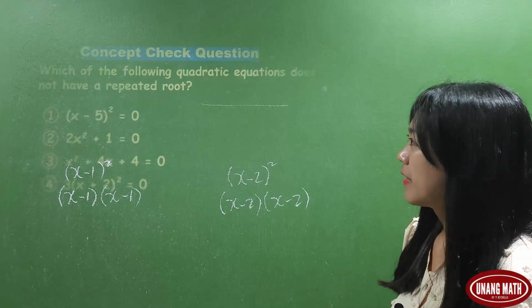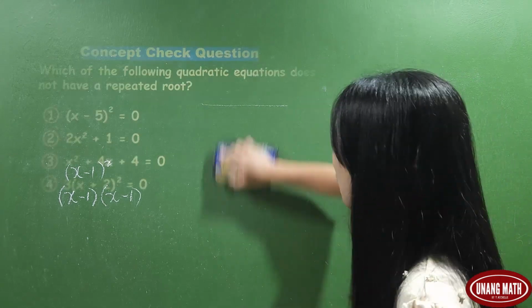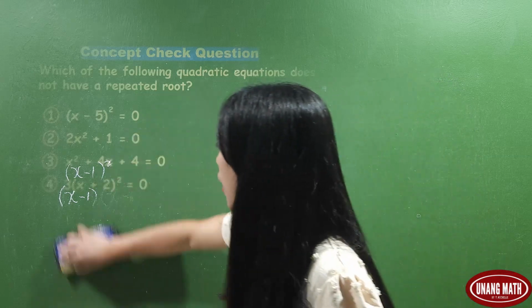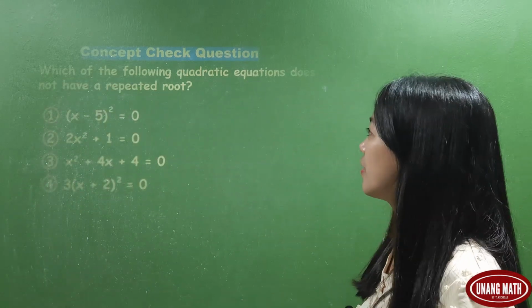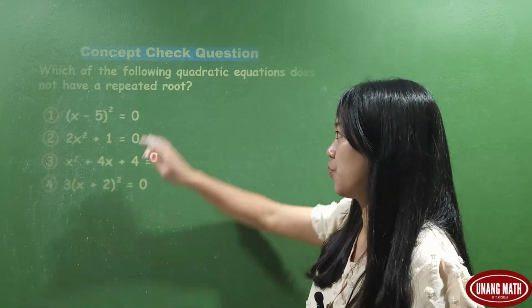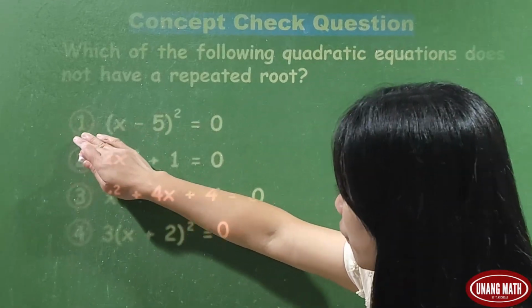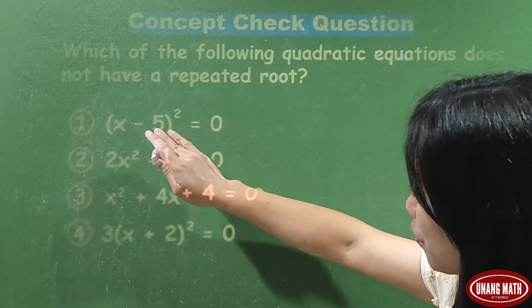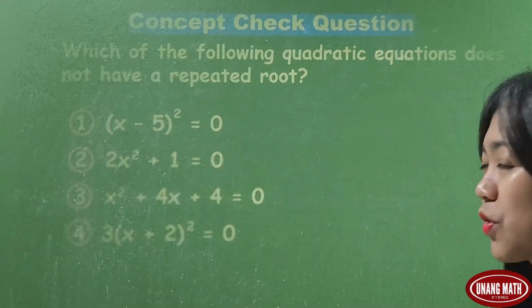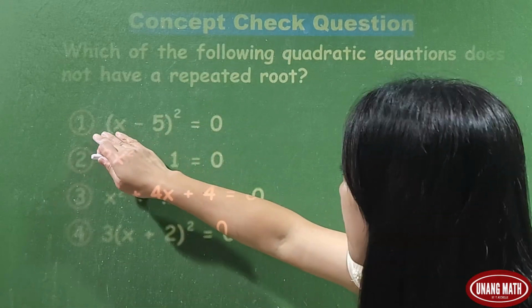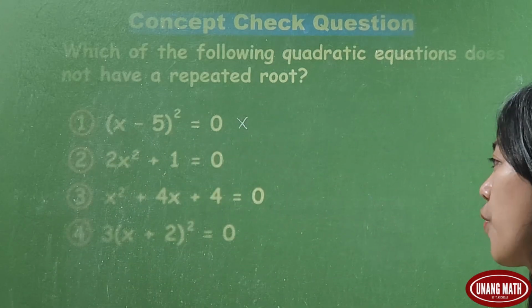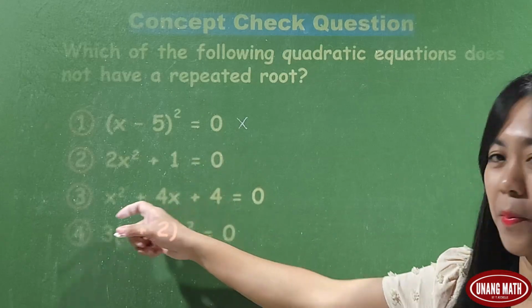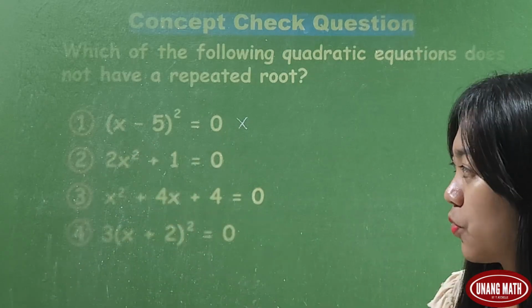Okay, now let's try this concept check question. Which of the following quadratic equations doesn't have a repeated root? Take a look at this first equation: x minus 5 squared is equal to 1. So this obviously has a repeated root, so this is not the answer we're looking for. Okay, let's jump to number 3 first. We'll go back to number 2 later.